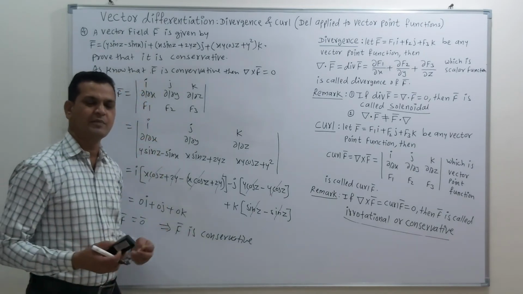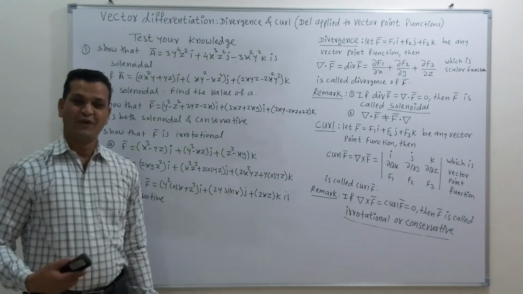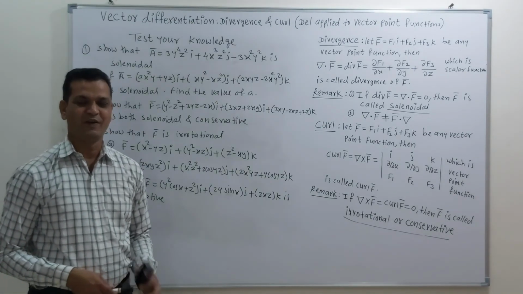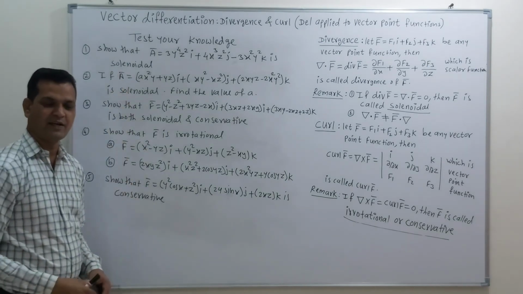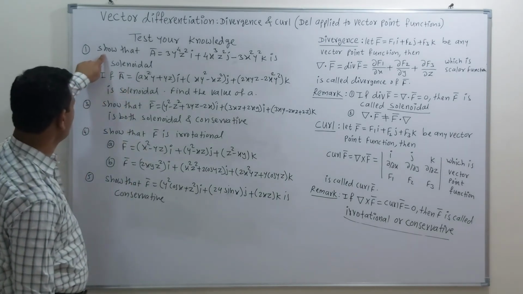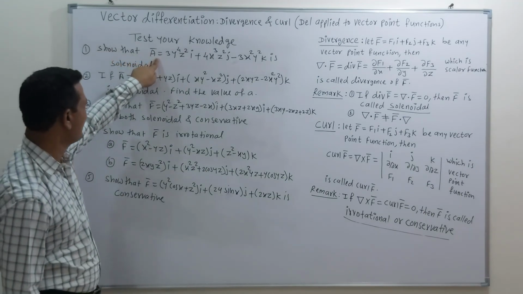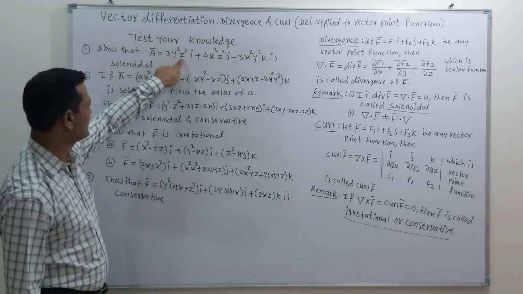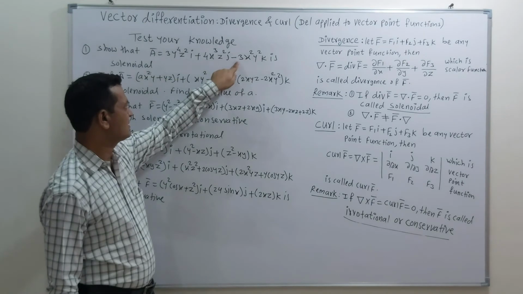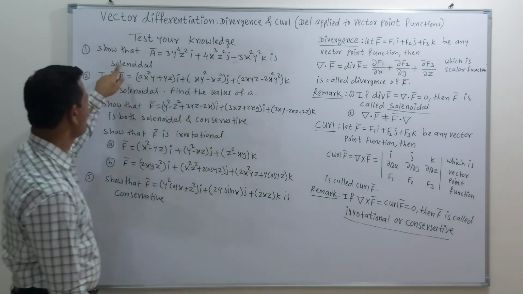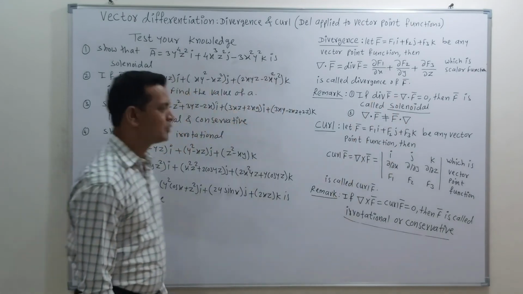Now for your practice purpose, let's take some examples. Now friends, time is to test your knowledge. So for your practice purpose, total 5 examples are given. So first example is show that vector f bar, instead of f bar we denote here a bar, which is 3y raised to 4 z square i plus 4x cube z square j minus 3x square y square k is solenoidal. To show that this is solenoidal, that means show that this dot product is equal to 0.